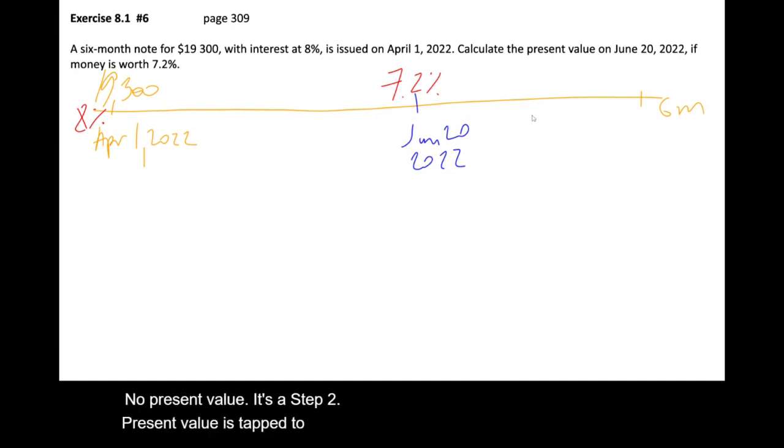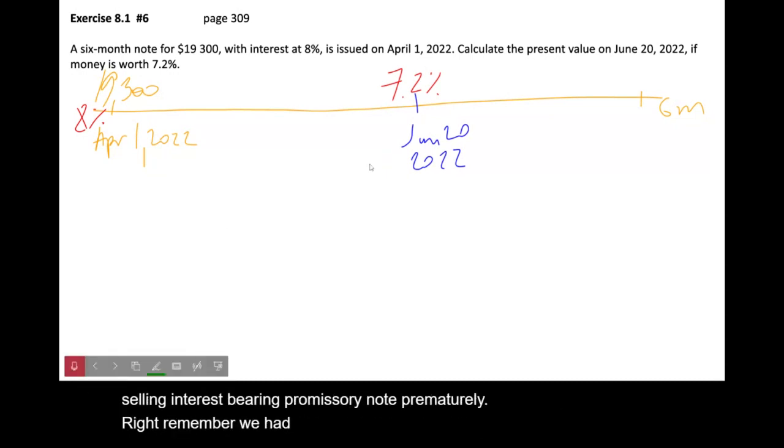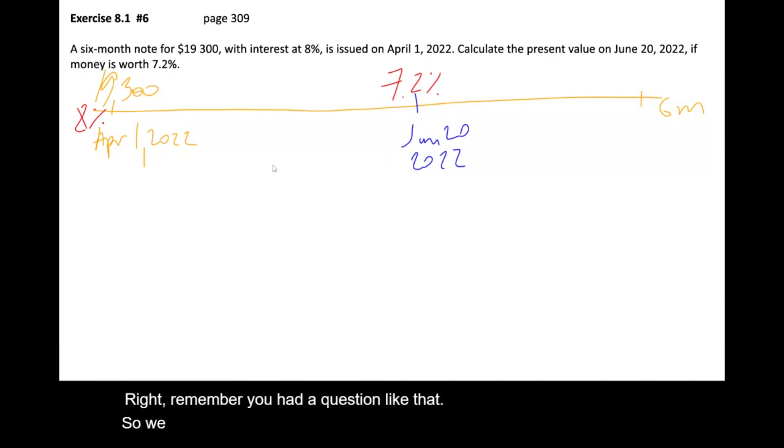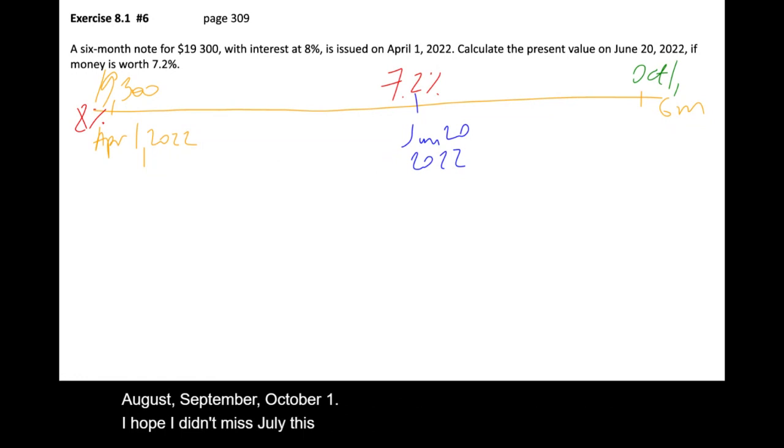So what situation here? What scenario? We are selling an interest-bearing promissory note prematurely. Remember, we had a question like that. So we need 2 steps. Okay, let's find maturity date. So April 1, May, June, July, August, September, October 1. I hope I didn't miss July this time.